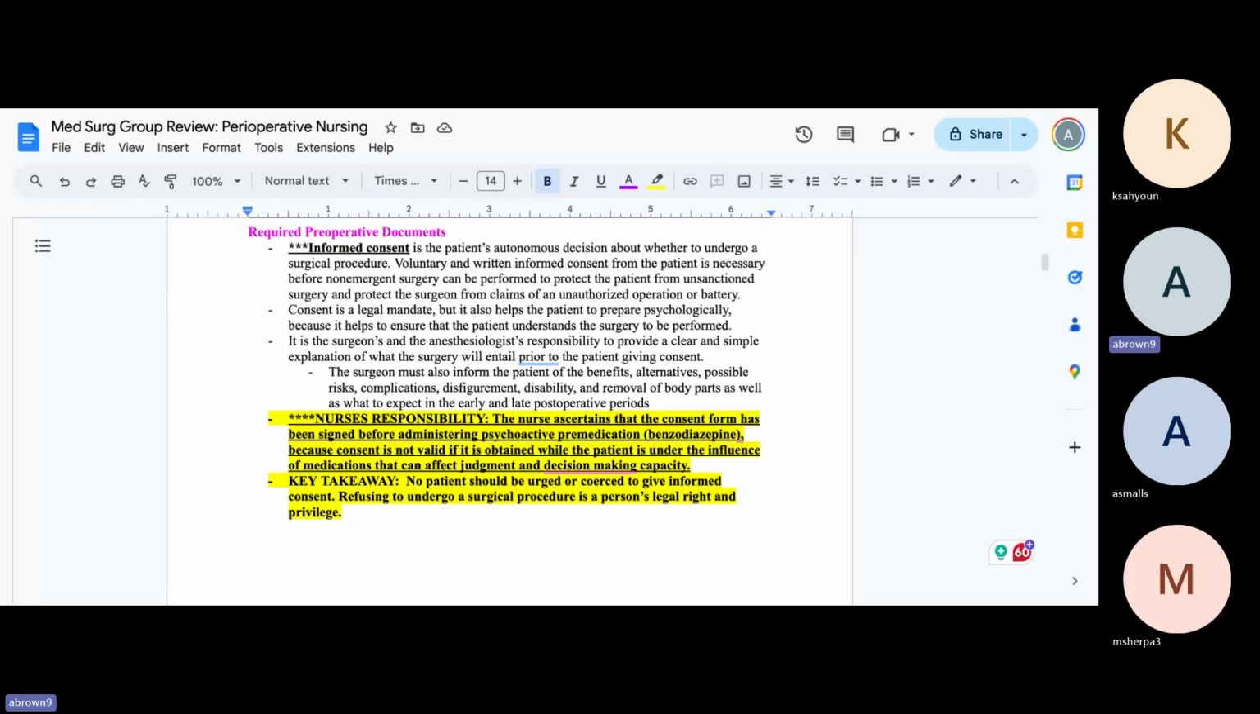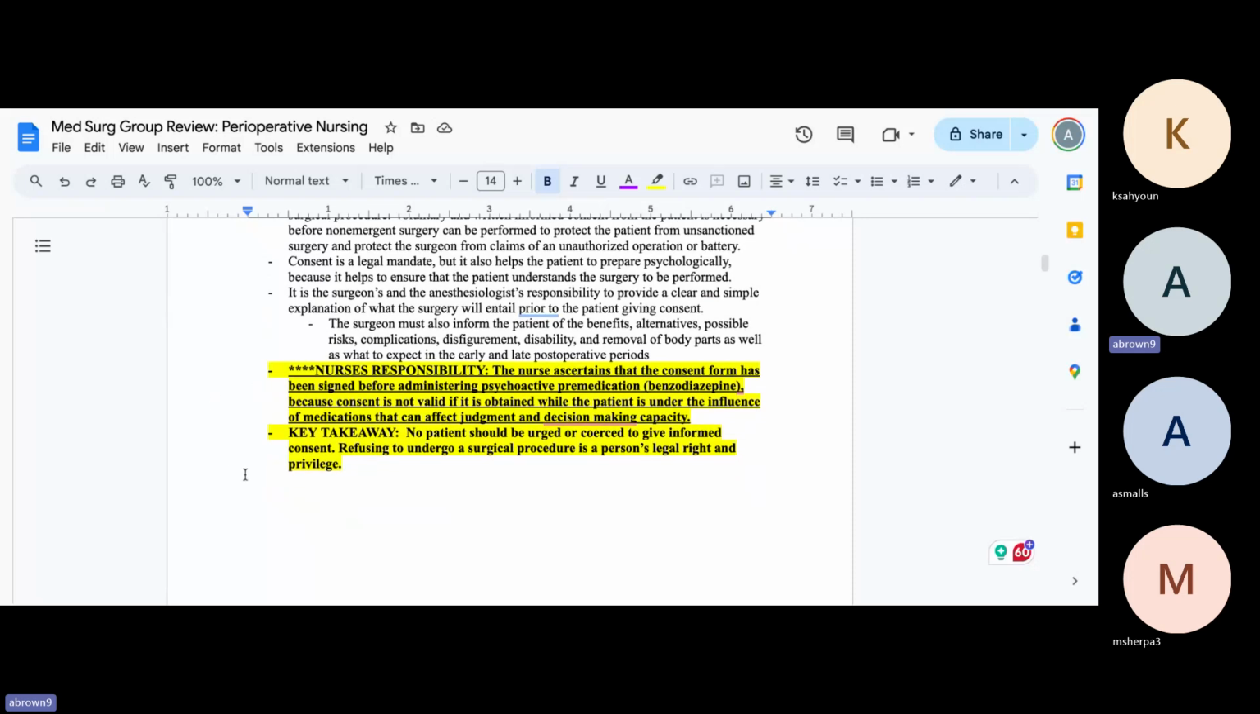So usually we give a patient a psychoactive pre-medication prior to surgery. An example is a benzodiazepine. You probably haven't learned about it yet, so don't worry about this medication too much, but it's just an example. A benzodiazepine is a muscle relaxant. It also helps patients with anxiety, and it can also help a patient fall asleep. So that medication can relieve some nerves and things like that. So you want to make sure that they sign consent forms before you as the nurse give them a pre-medication before they go to surgery and get that anesthesia.